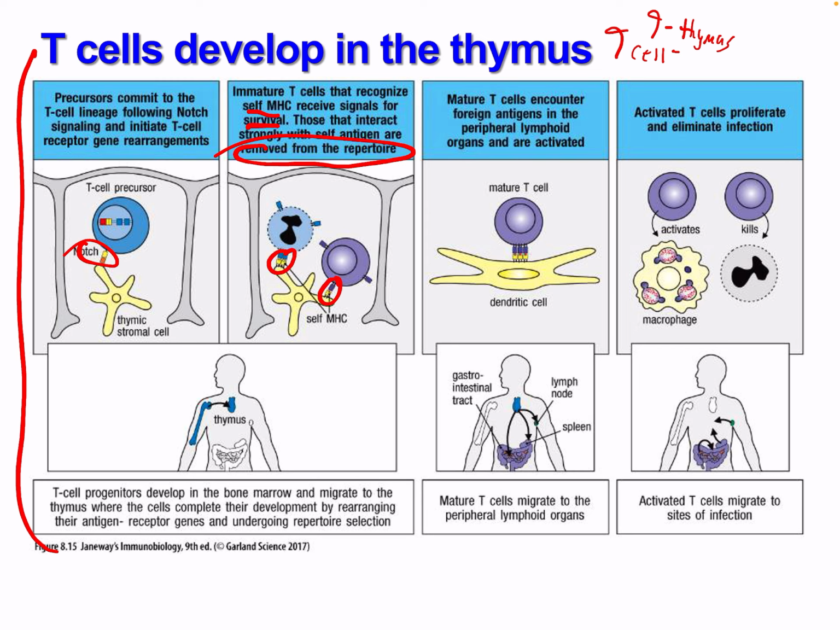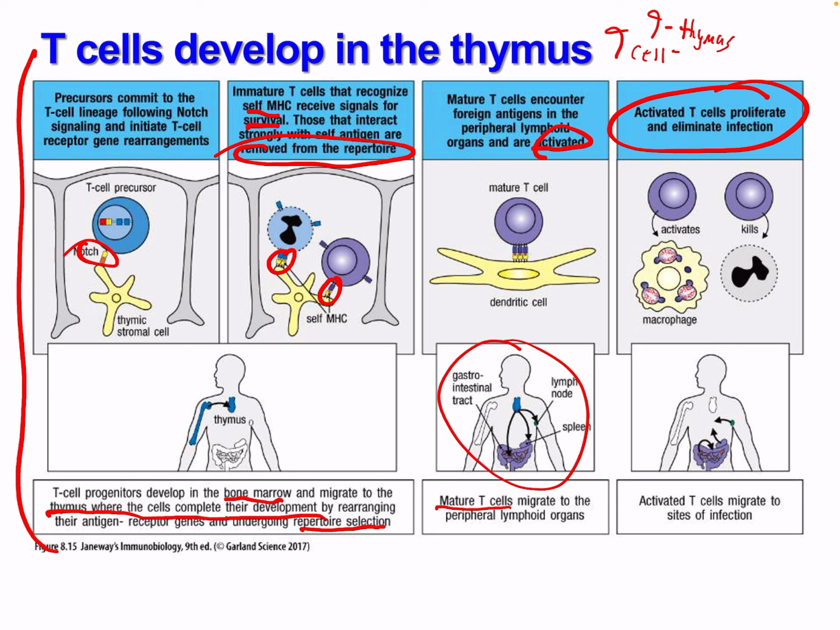Mature T cells encounter foreign antigens in the peripheral lymphoid organs and become activated. These activated T cells proliferate and eliminate infection. So here in the thymus, T cell progenitors develop in the bone marrow and migrate to the thymus, where cells complete their development by rearranging their antigen receptor genes and undergoing repertoire selection, which we'll discuss. Mature T cells migrate to the peripheral lymphoid organs. Then these activated T cells migrate to the sites of infection, and usually kill cells or act as T helper cells.